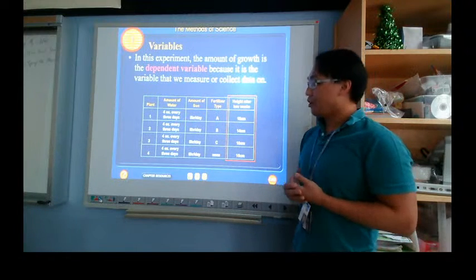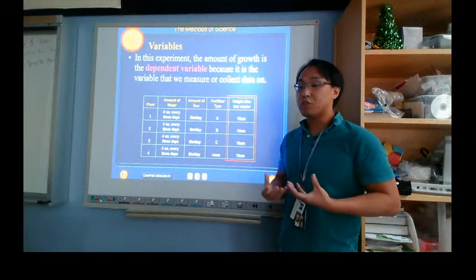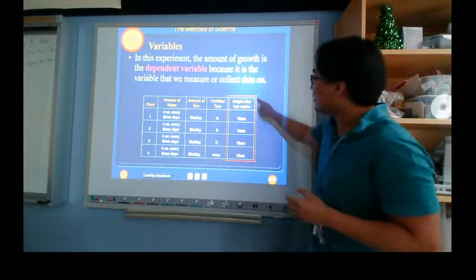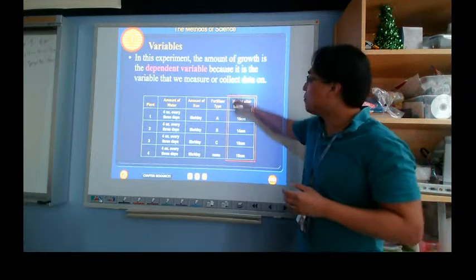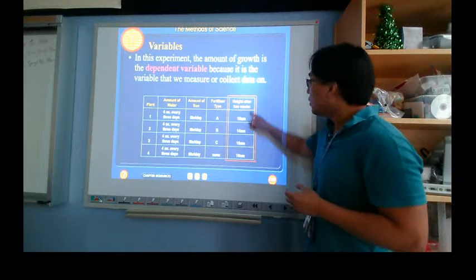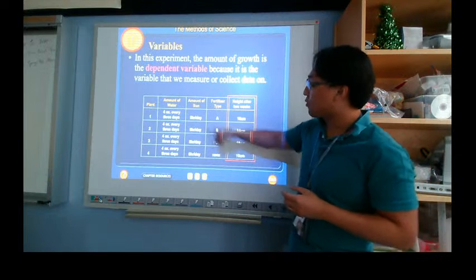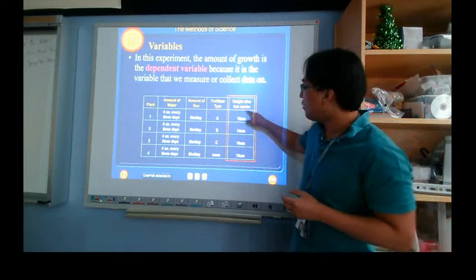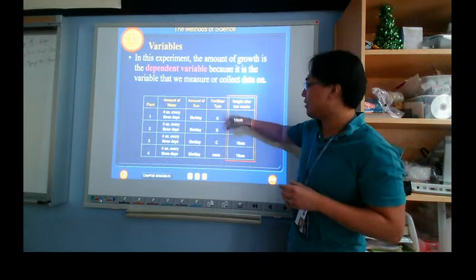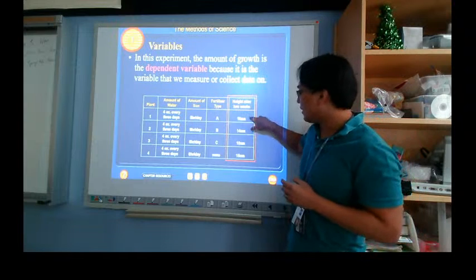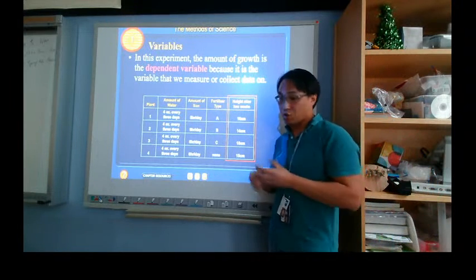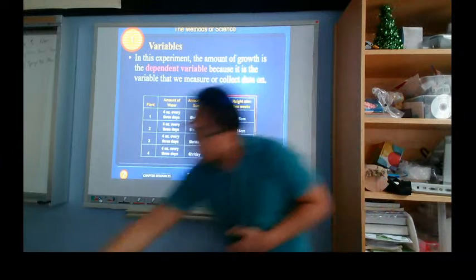So the dependent variable is going to be the variable that we measure or that we collect data on. In this particular chart, you can see that this would be the dependent variable. It's what we measure: the height after 2 weeks. We need to measure it for each one of these plants. And we can see that with this particular testing of fertilizers, 18 centimeters is going to be the highest, or the tallest plant.